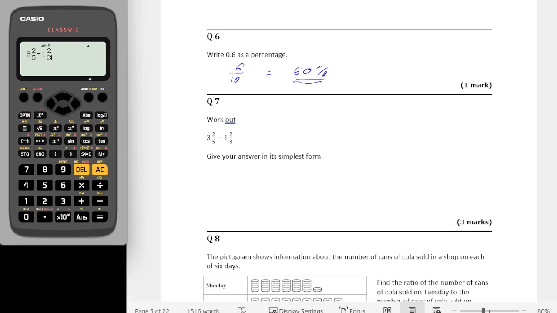So if that's asked on a calculator paper, you let your calculator do the work. Giving your answer in its simplest form, I want that actually as a mixed fraction because that's the format that's in the question. So Shift and then SD will convert that into a mixed fraction for me. So I'm looking at 1 11/15. Let's try and draw my 15 a bit better.